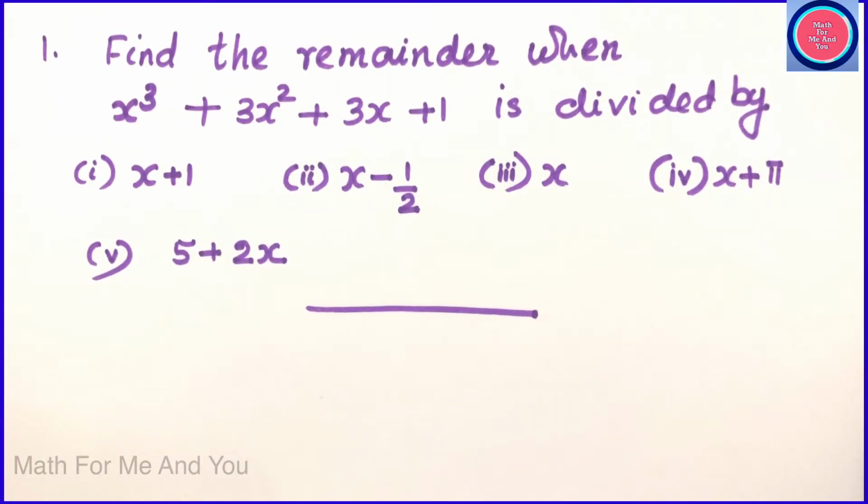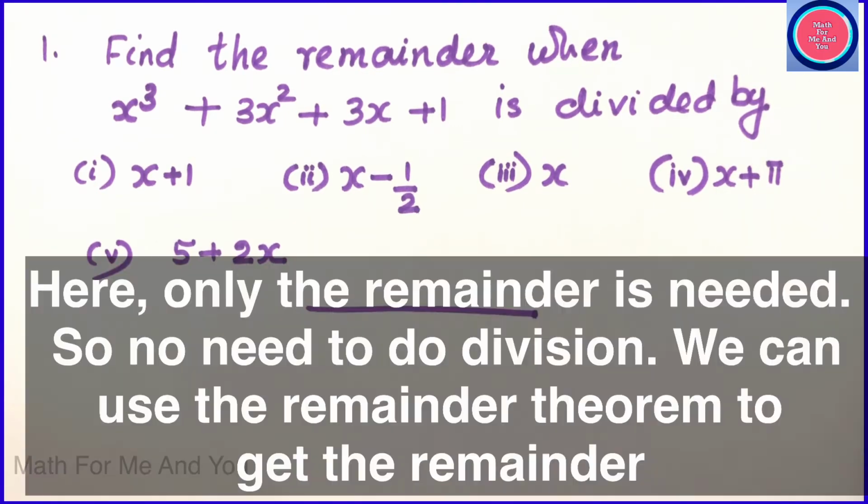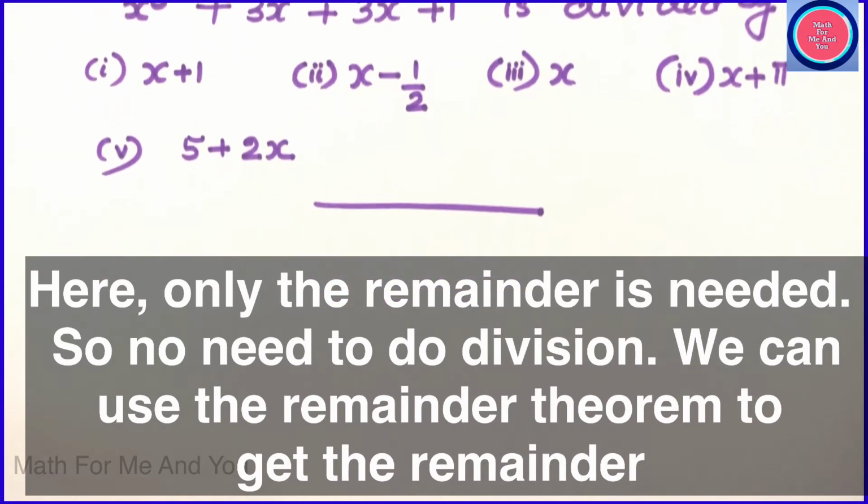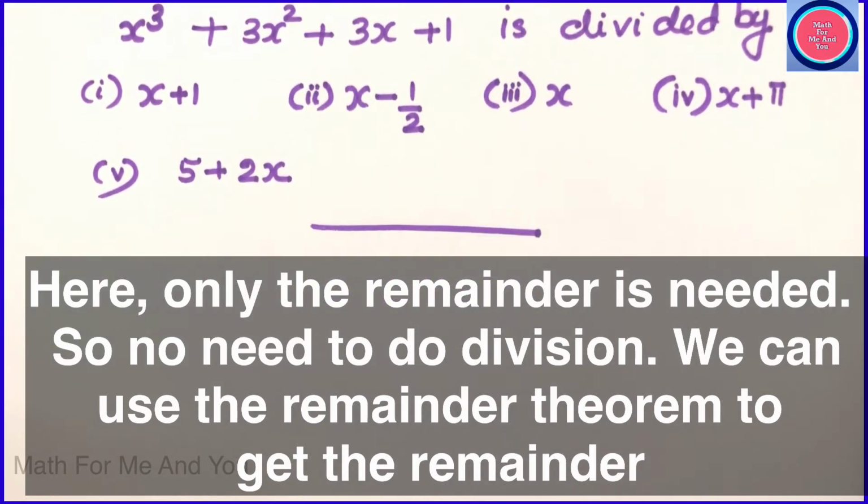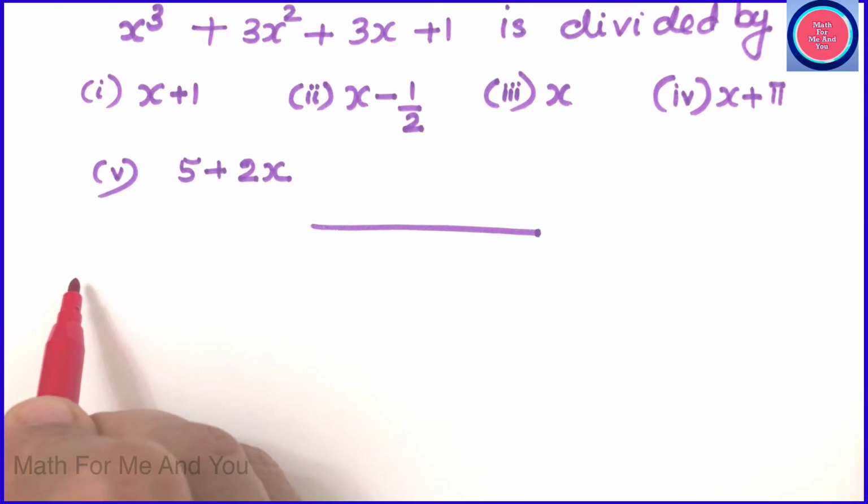Find the remainder when x cube plus 3x square plus 3x plus 1 is divided by: first, the linear polynomial x plus 1; second, x minus 1 over 2; third, x; fourth, x plus pi; and the last one, 5 plus 2x. You can see a polynomial in this question.